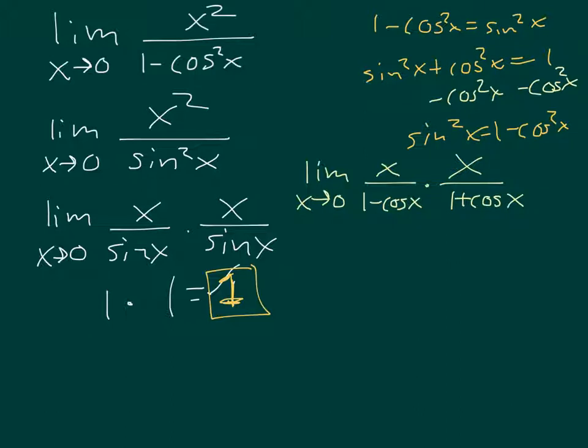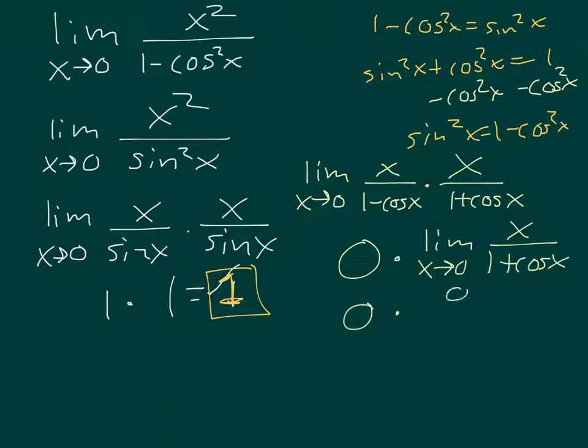We know that this limit is 0, so we can just right away say, hey, that's 0 times the limit as x approaches 0 of what we have left, x over 1 plus cosine x. And if we plug in a 0 there, we get 0 times 0 over 1 plus 1, because cosine of 0 is 1. Well, that's just 0 times 0, which equals 0. So I get a totally different answer doing it two different ways.